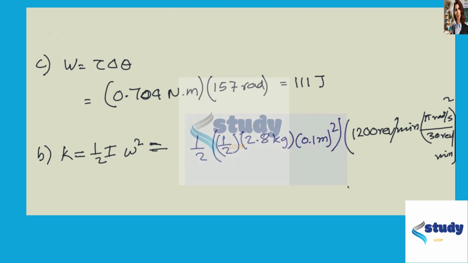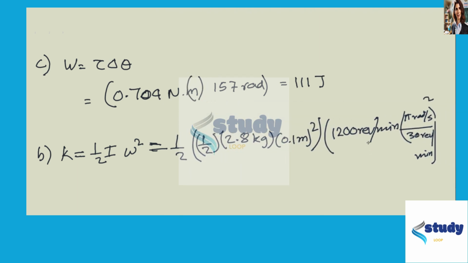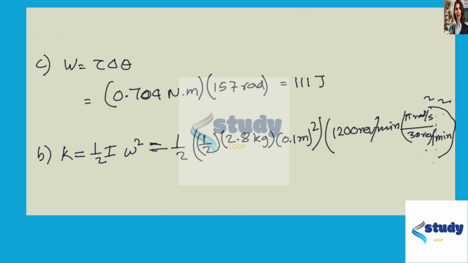So let me bring that a little closer here. There we go. It'll be here. There it is. So yeah, let's write that a bit more clearly. So this is 30 revs per minute, and then we put a square, and then we finish the square bracket or parenthesis.